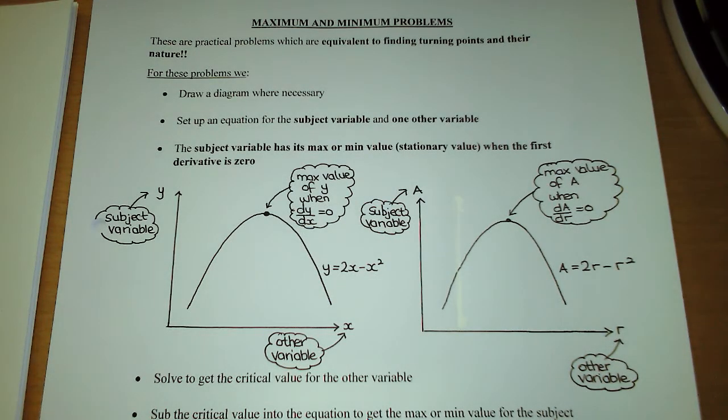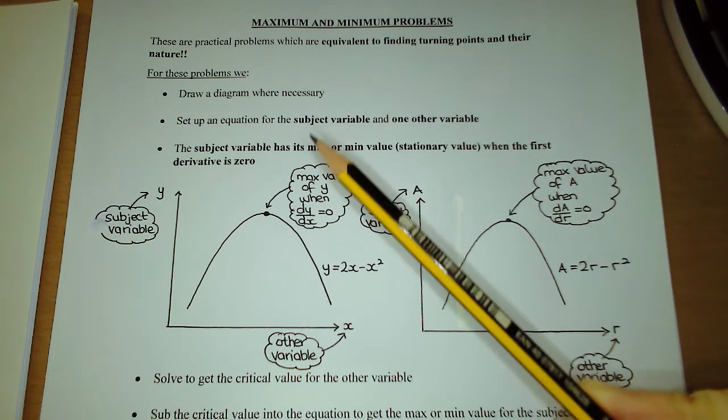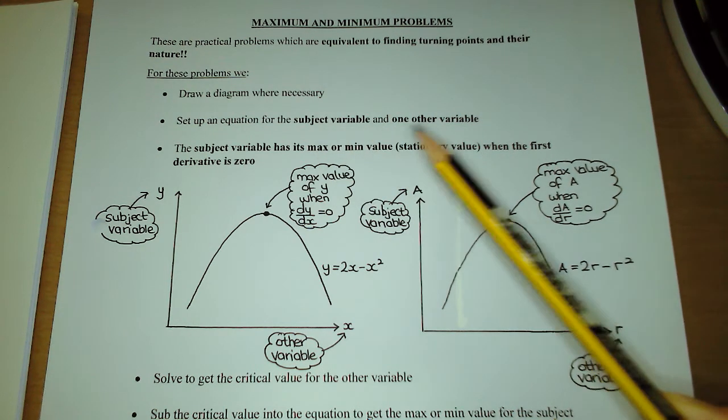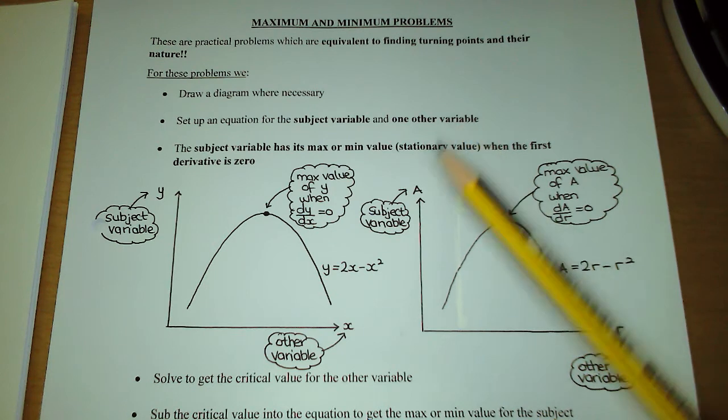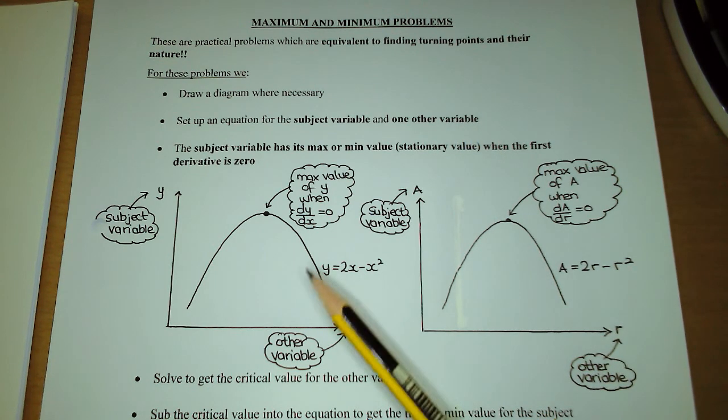We're now going to look at maximum and minimum problems. These are practical problems which are equivalent to finding turning points and their nature. Now, in these problems, we will have to set up an equation for a subject variable and another variable. So if we take a look here, we have an equation here which has a subject variable.